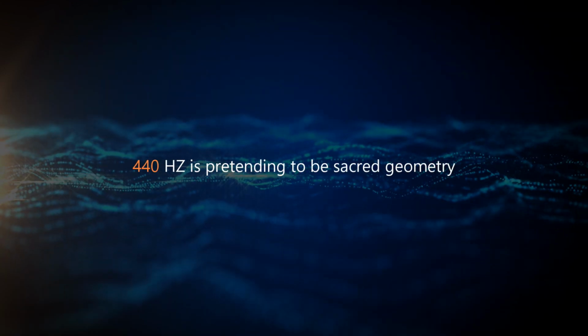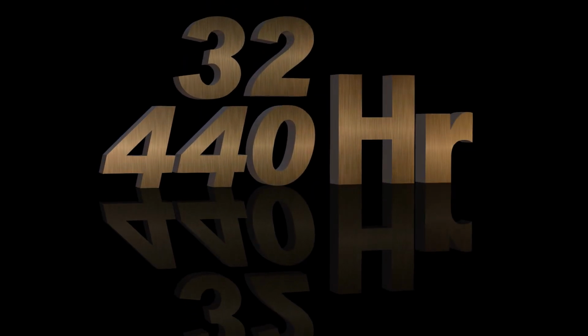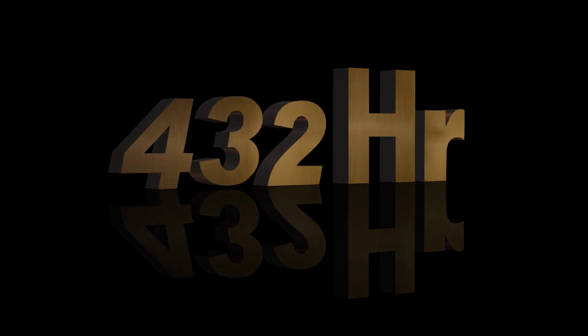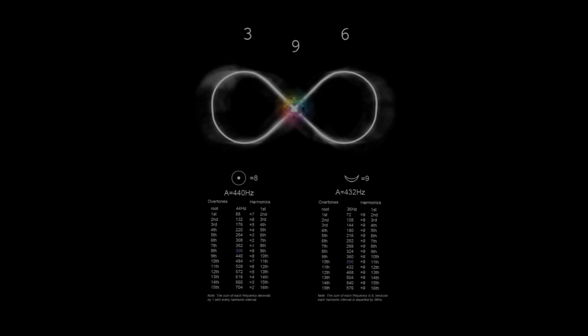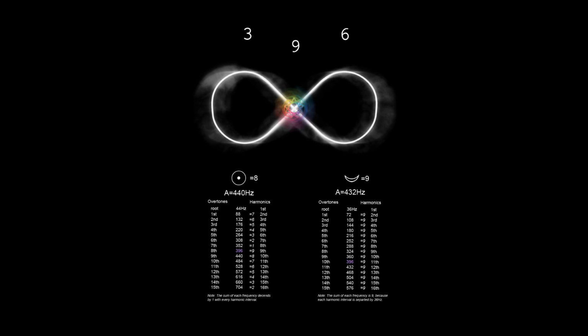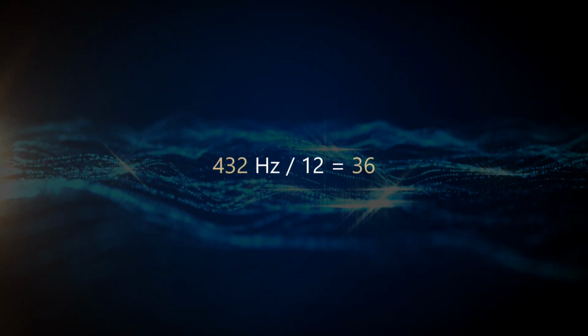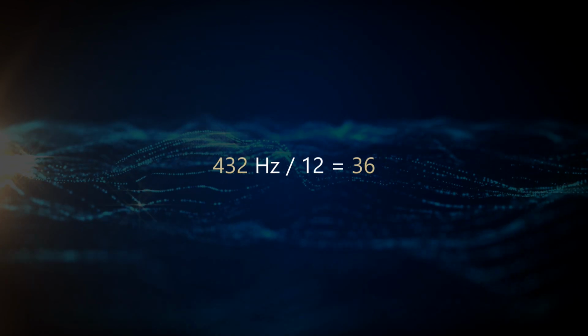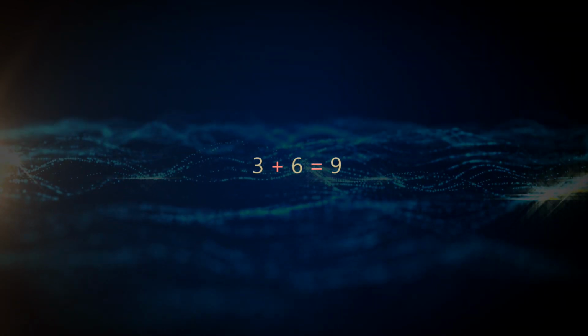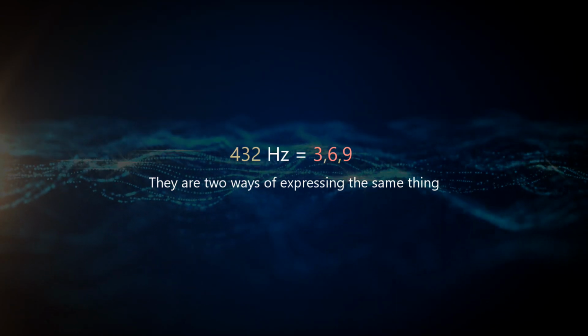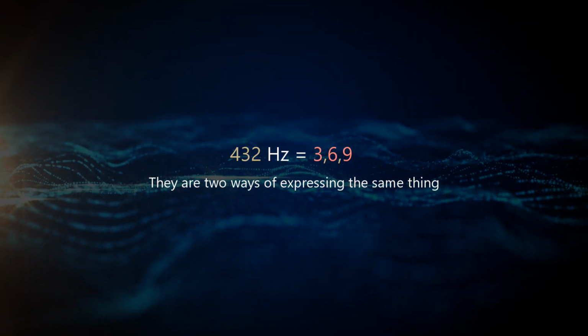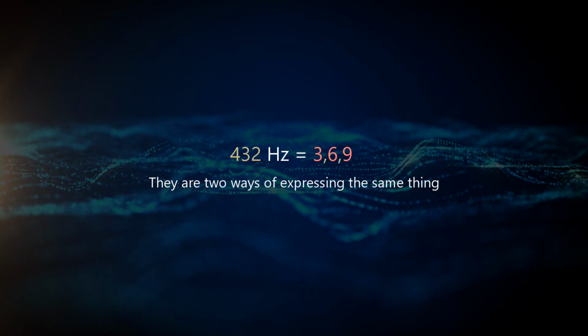I heard it said perfectly that 440 Hz is pretending to be sacred geometry. What I'm saying to you is you should give it to somebody that don't know any better, because that's a fugazi, alright? The 440 Hz is the closest one can come to the real thing, while still being an imposter. 432 Hz divided by 12 equals 36. Why 36? Now if we add these numbers together, 3 plus 6 equals 9. 432 Hz equals 369. There are two ways of expressing the same thing. The real thing.